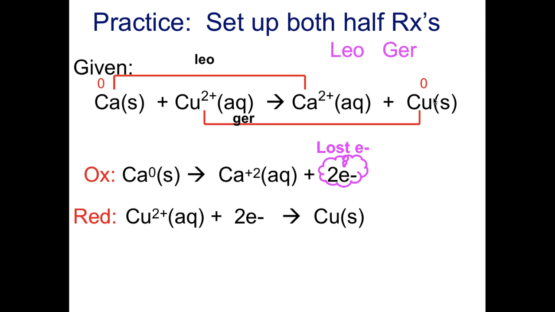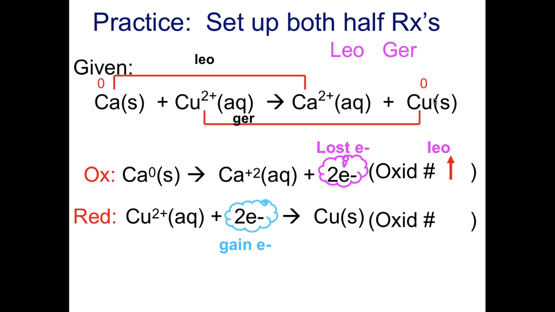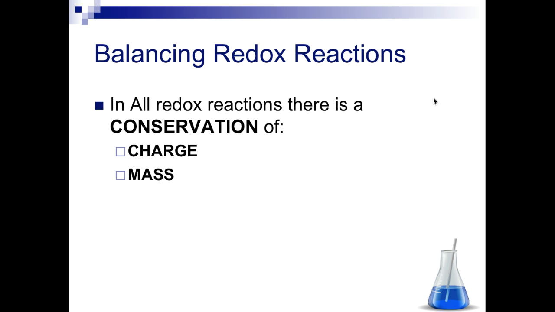Remember, if it's oxidation, you have to put the electrons on the right-hand side. If it's being reduced, the electrons go on the left-hand side of your equation. Make sure that your oxidation number is increasing when you have an oxidation reaction happening, and that when it is being reduced, your oxidation number is decreasing. So when we balance redox reactions, in all of them there's a conservation of charge and mass.